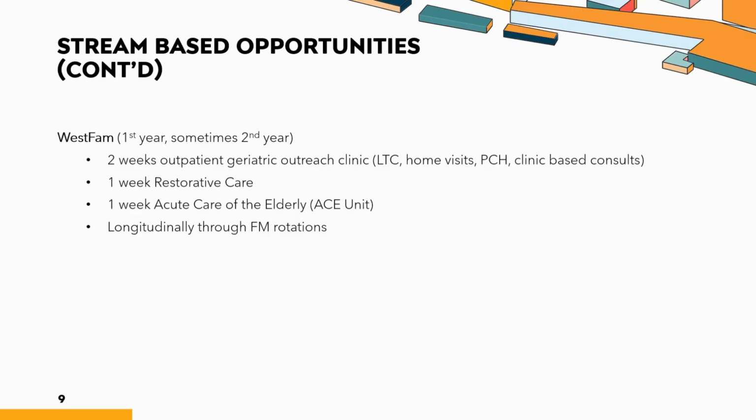In West Fam, it's a little bit flexible in terms of when somebody does their care of the elderly training. What it looks like if you have a 1-month block. Technically, all of the learners in the Western Zone are scheduled for block older adult care learning. They would do 2 weeks of outpatient geriatric outreach consult clinic, and that would be long-term care, home visits, personal care home, clinic-based consults, and also some longitudinal work with the home dementia program.